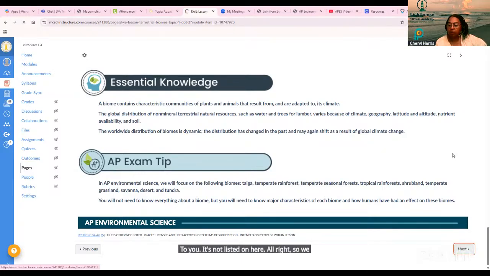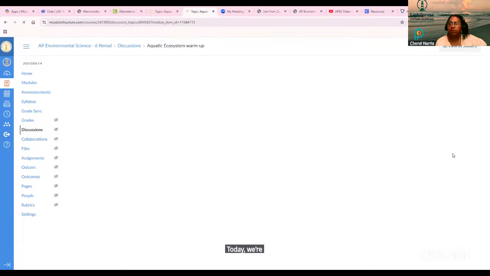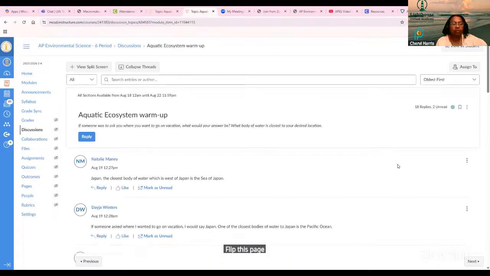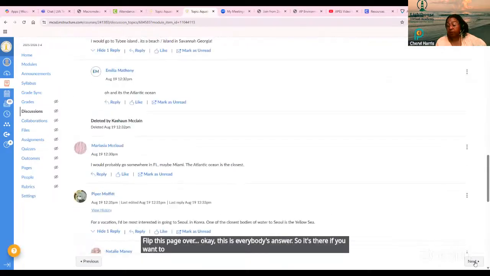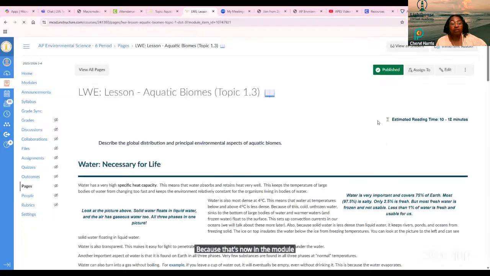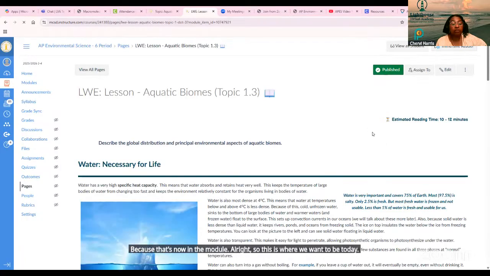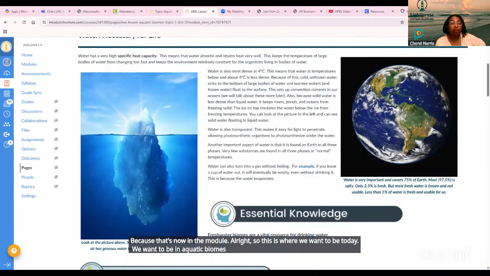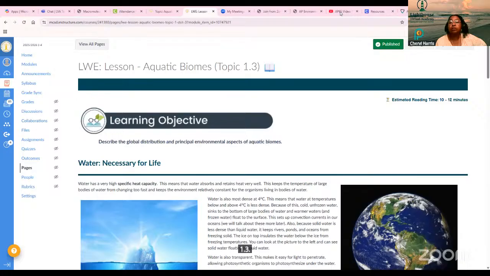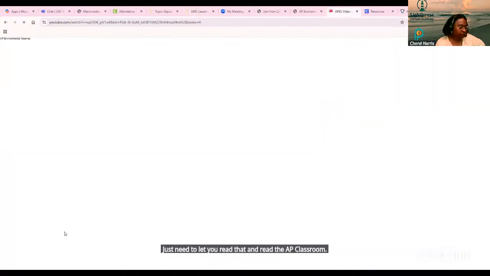All right, so we're going to do aquatic biomes today. We're going to watch Mr. Smeads'. I will give you a chance to look this page over. Okay, this is everybody's answer. So it's there if you want to see where everybody wants to go, because that's now in the module. All right, so this is where we want to be today. We want to be in aquatic biomes, so we're in 1.3. So let's see what Mr. Smeads will let you read that and read the AP Classroom. And please don't reset.